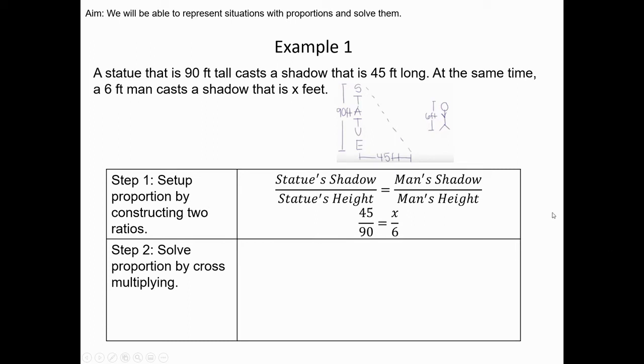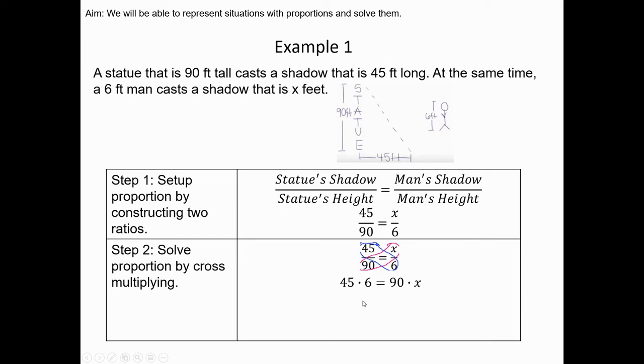And some of you might already be thinking, ugh, fractions, I don't want to deal with that. Well, there's a simple trick to get rid of those fractions, and that's called cross multiplying. I can do 6 times 45 and then 90 times x and simplify it very quickly. 45 times 6, and that's equal to 90 times x.